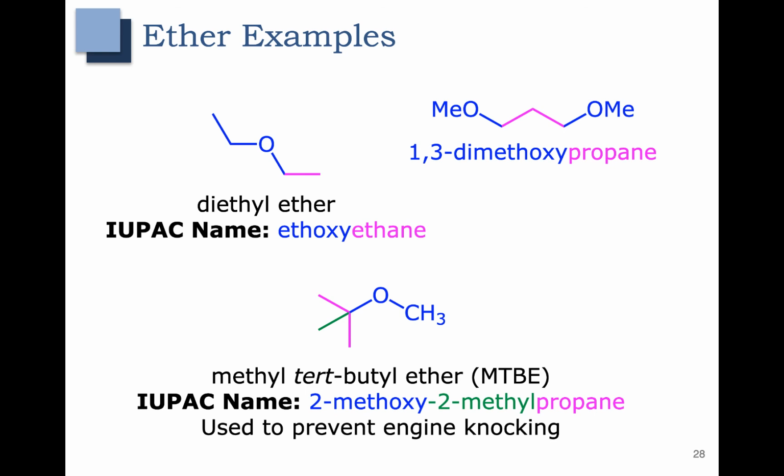MTBE is used to prevent engine knocking. In the previous video, we said that the higher the octane number, the more compression a fuel can withstand before detonating. So an anti-knocking agent is a gasoline additive used to increase the fuel's octane rating and reduce engine knocking. MTBE has been used in the US since the 1970s, I believe, to replace tetraethyl lead as an anti-knock additive. This is why when you pump your gas, it says that the gasoline is unleaded. However, due to groundwater contamination concerns, MTBE has since been banned in California, and so now you're seeing other additives used to prevent engine knocking.